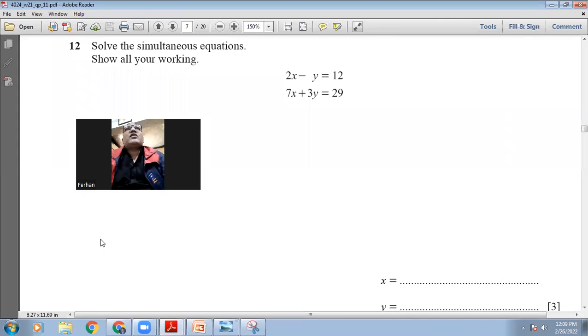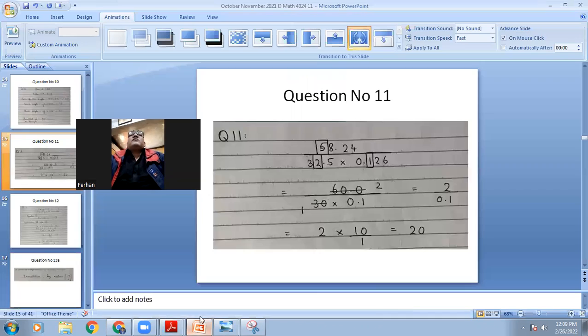Solve the simultaneous equation. Show all your working. 2x minus y equals 12 and 7x plus 3y equals 29. It's a 3-mark question and a very simple question of simultaneous equations. You can make the coefficients of x the same in both equations, or you can make the coefficients of y the same in both equations. If you want to make the y the same, you have to multiply the first equation by 3 and simply add these two equations, and y will be gone and you will have the value of x. So let me show you how this is done.